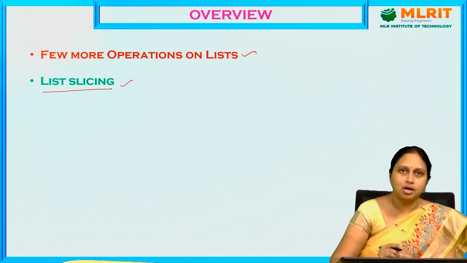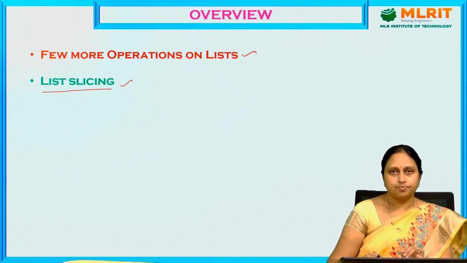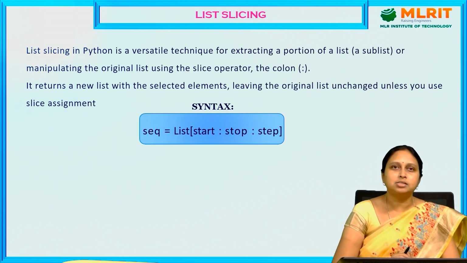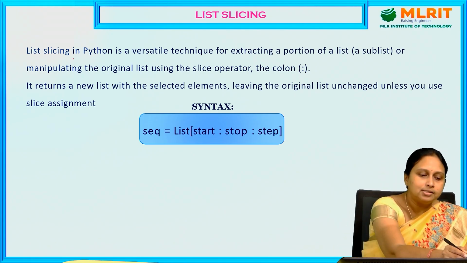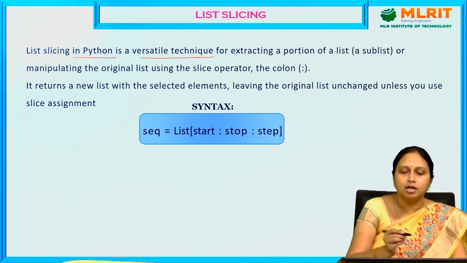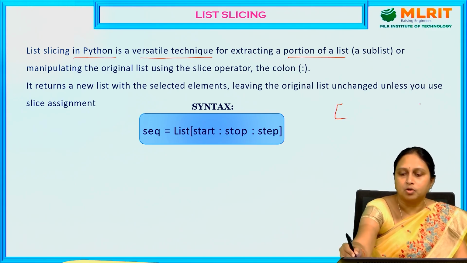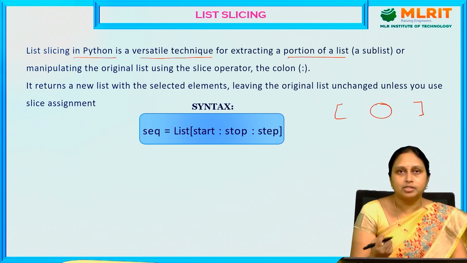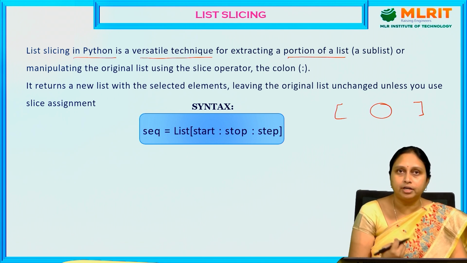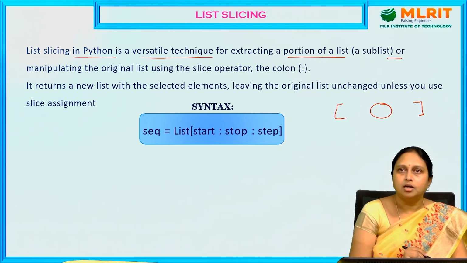What is meant by list slicing? How can we slice a list that has been given? List slicing in Python is a versatile technique for extracting a portion of a list. Suppose we have a list of items, and we want to extract or retrieve a portion of the items from it; then we use this slicing method. We can also call it a portion of the list or a sublist.